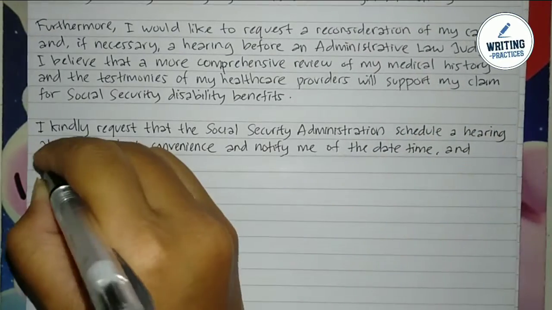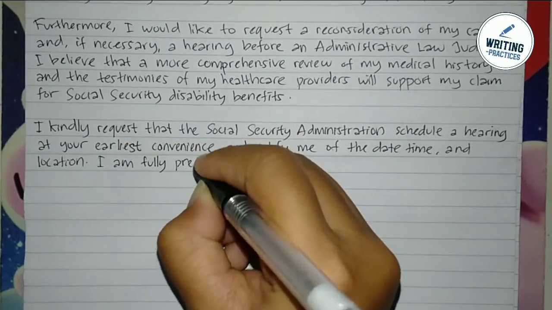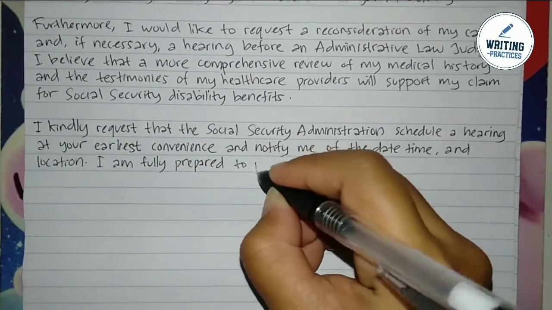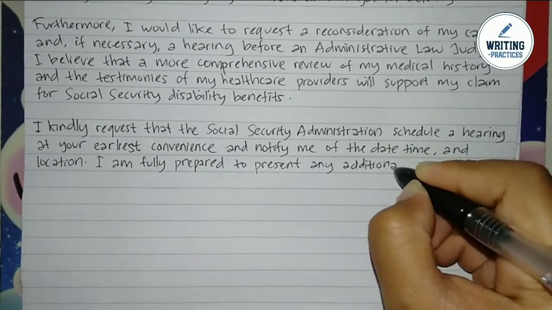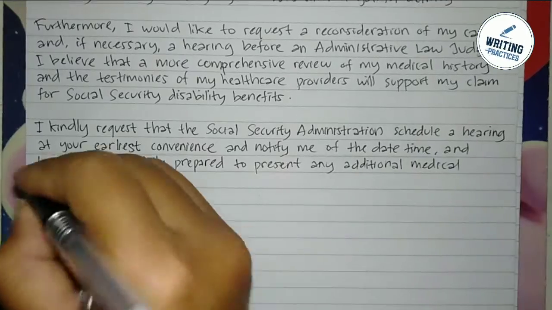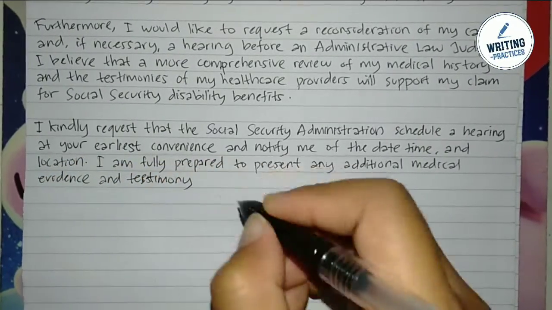Not only that, you must also show your readiness to present evidence. State clearly your preparedness to present additional medical evidence and testimony in support of your case. And here is the example: "I am fully prepared to present any additional medical evidence and testimony to support my case."